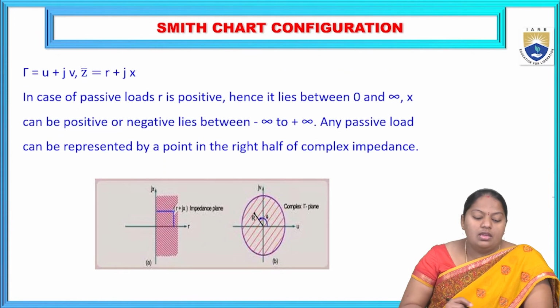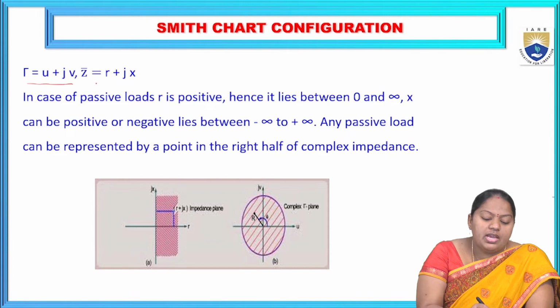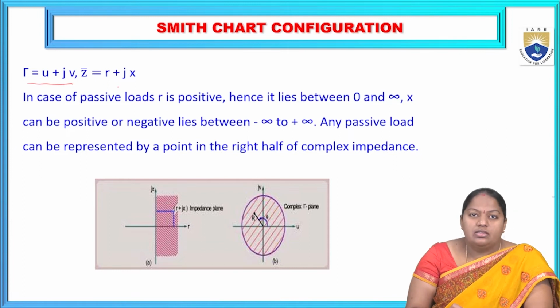So here, gamma is equal to u plus jv and z bar is equal to r plus jx. These considerations we have already discussed in the fundamental part of the Smith chart configuration under part 1. Now we are discussing part 2: how we are going to draw the constant resistance circles and constant reactance circles, and if we combine both, how it becomes the impedance Smith chart.